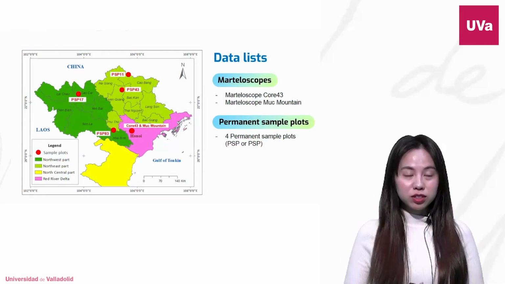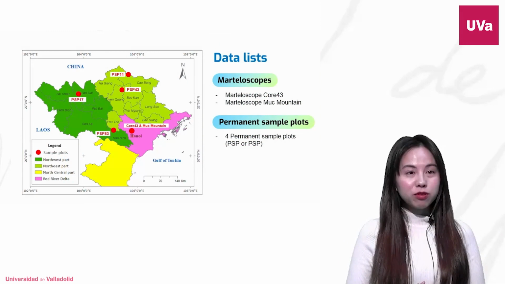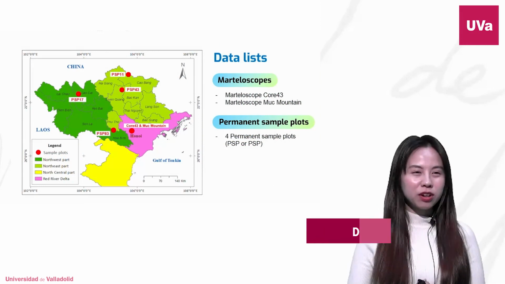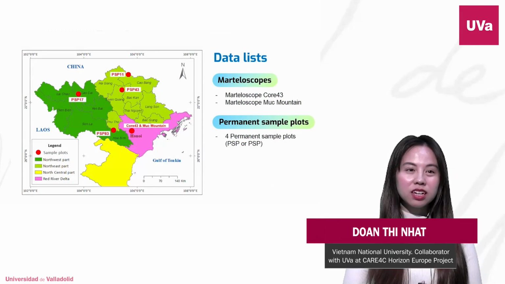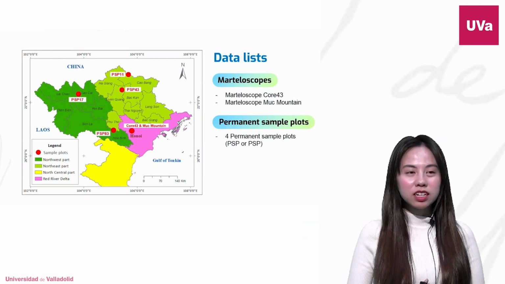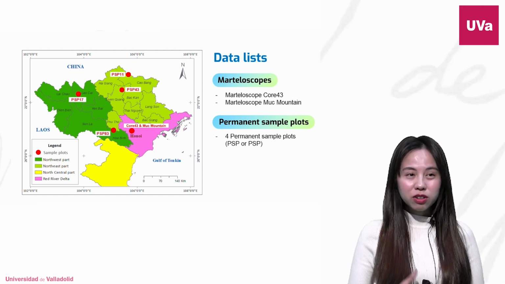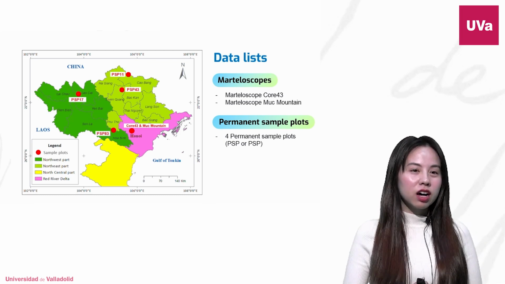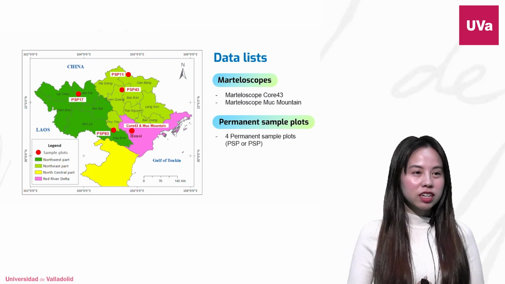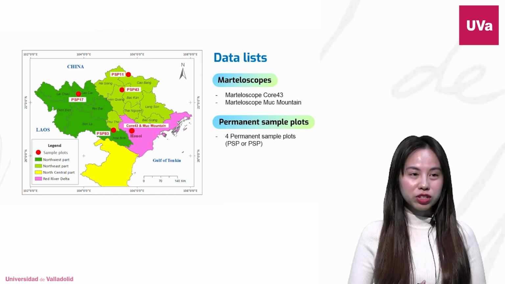In order to conduct the work, we obtained data from two plots located in Hanoi, the capital city of Vietnam, and also 4 other permanent sample plots located in different provinces in Vietnam. The plots in Hanoi represent the Red River Delta ecoregion, and the other permanent sample plots represent the northeast and northwest ecoregions of Vietnam.